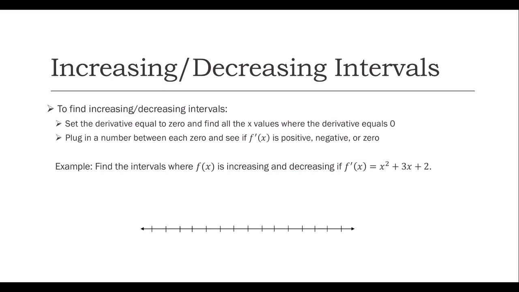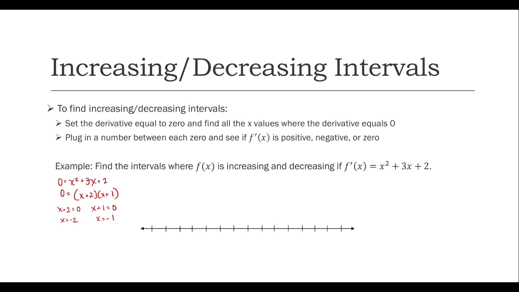For example, this says find the intervals where f of x is increasing and decreasing if f prime of x equals x squared plus 3x plus 2. So we'll set our derivative equal to 0. So 0 equals x squared plus 3x plus 2, which we can factor to be 0 equals x plus 2 times x plus 1. So this will be 0 if x plus 2 equals 0, or if x plus 1 equals 0, which is when x equals negative 2 or x equals negative 1.